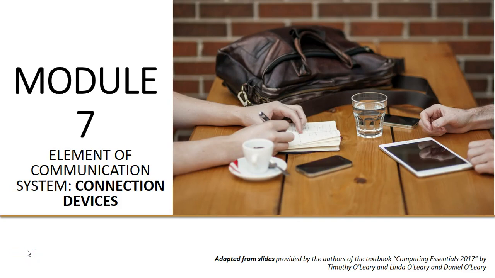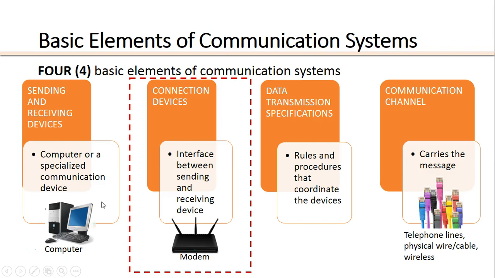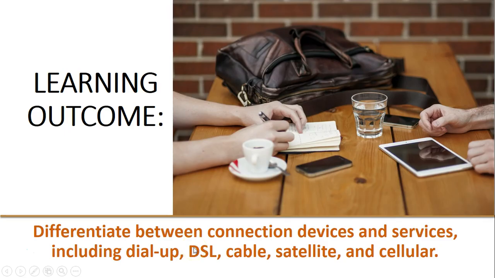Hello, welcome back. So, we will continue the next element of communication system, which is connection device. What is a connection device? It is an interface between sending and receiving device such as modem. So the outcome for this video is for you to be able to differentiate between connection device and services including dial-up, DSL, cable, satellite, and also cellular.